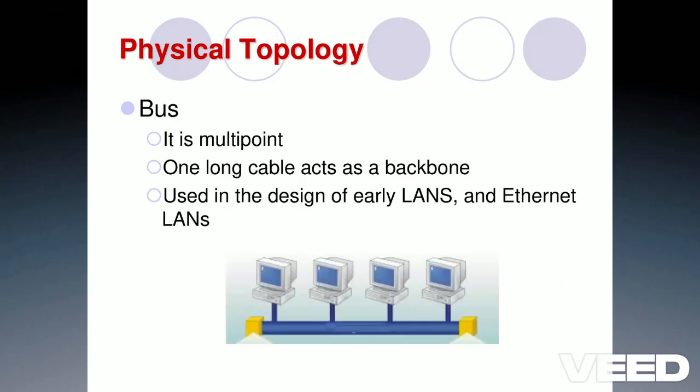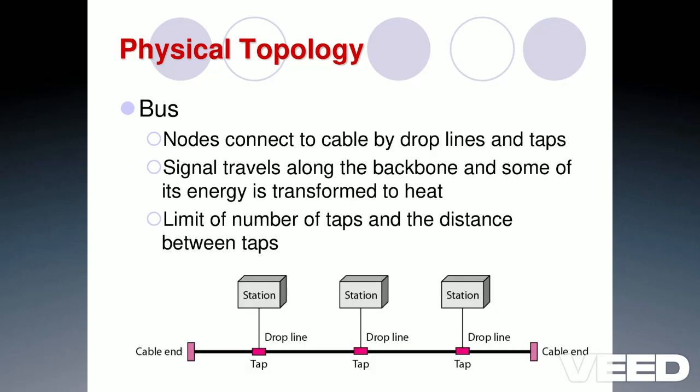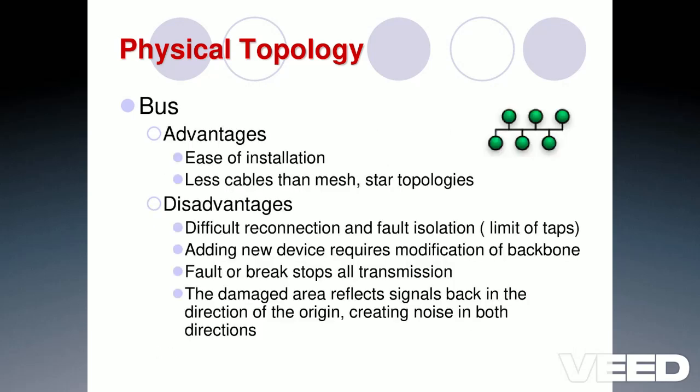Next one, bus topology. It comes under point to multi-point connection. Multi-point connection means each link is shared by two or more devices. That is called bus topology. Here, four devices are connected via the same link. So the main advantage is ease of installation, but the disadvantage is that fault identification is somewhat difficult.